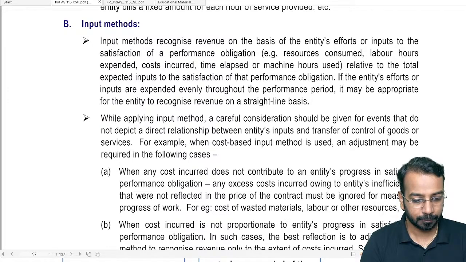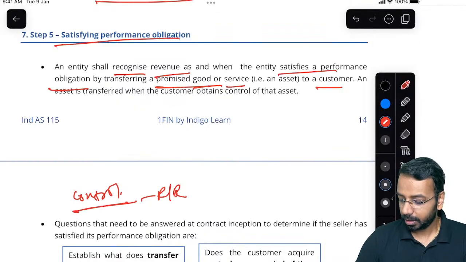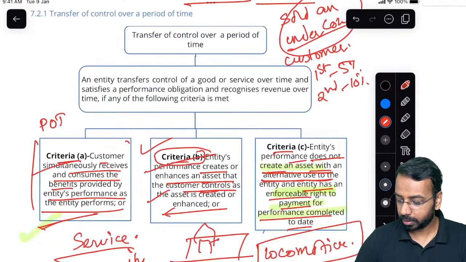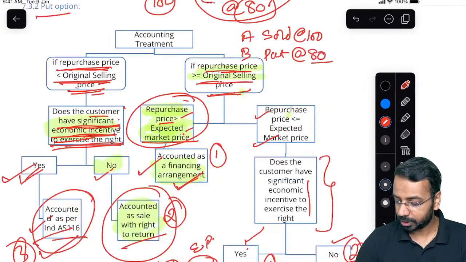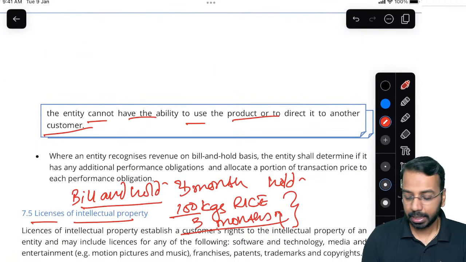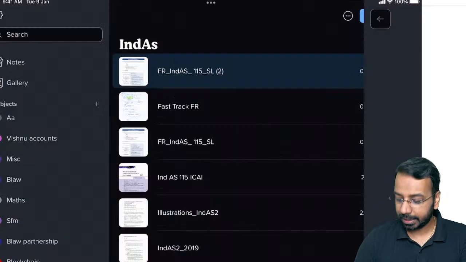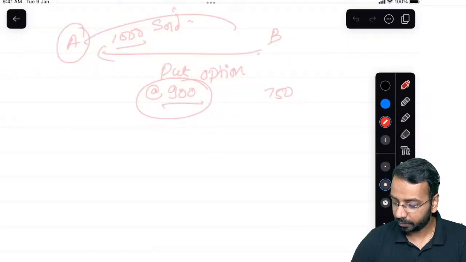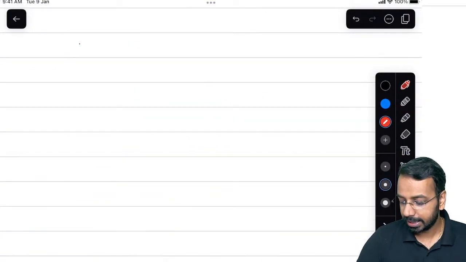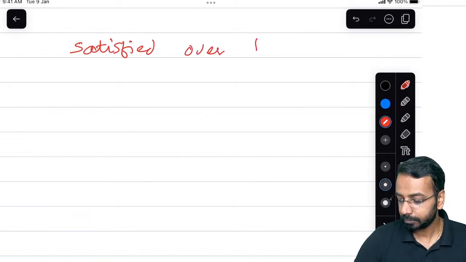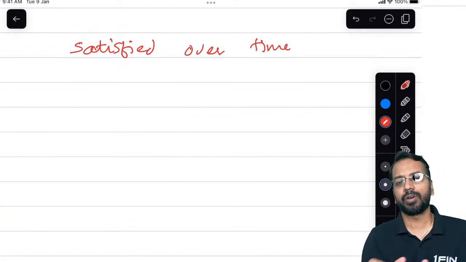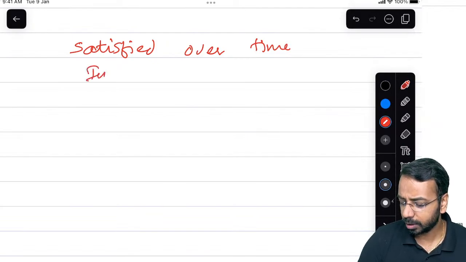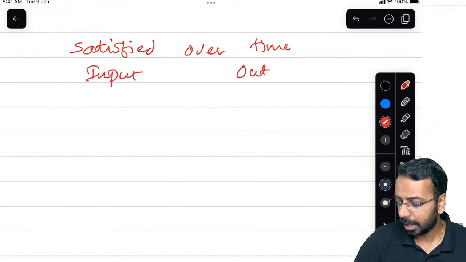Let me share the screen. So yesterday we spoke broadly about Step 5, where we spoke about how the performance obligation is transferred and all of that. Now, as we discussed, one very important aspect that we need to keep in mind is whenever there is a performance obligation which is satisfied over time, we will use some method to estimate what percentage of work has been completed. So we have some method called input method, we have some method called output method.